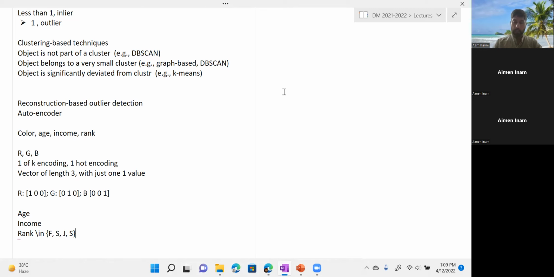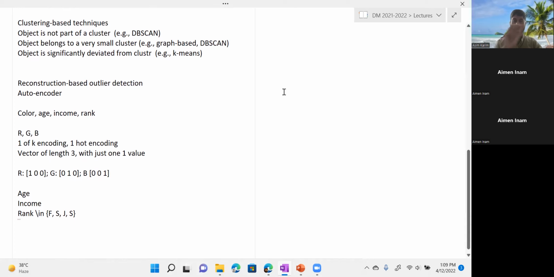So if you've done this, then each object is now represented by a vector. Let's say I make a vector 1, 0, 0, then let's say 25, and income let's say 10,000, and then I use integers to represent rank, so let's say 2. All of your objects will be represented by a vector of this size. As such, they can be processed by the neural network.